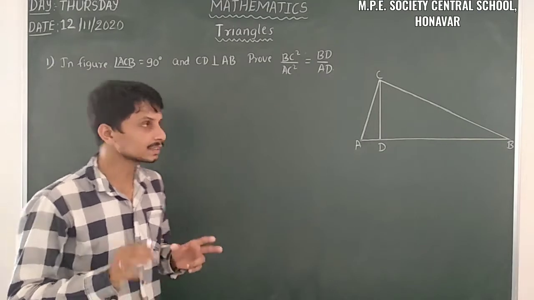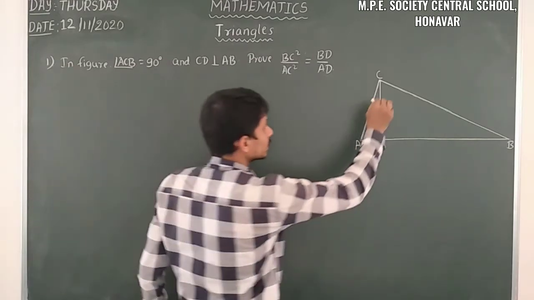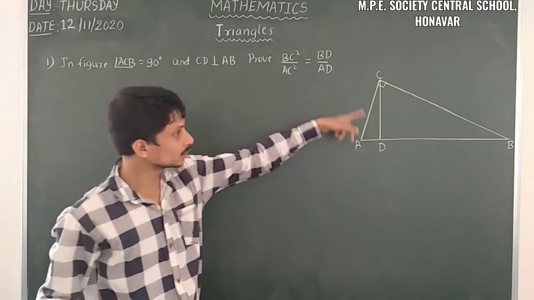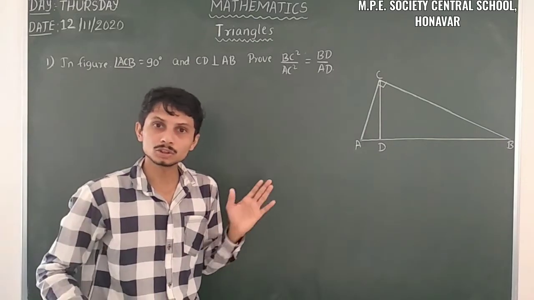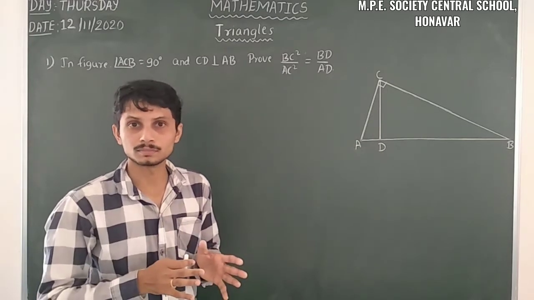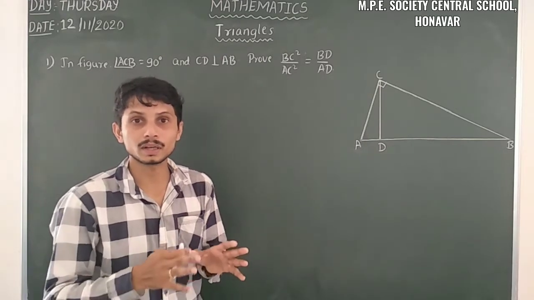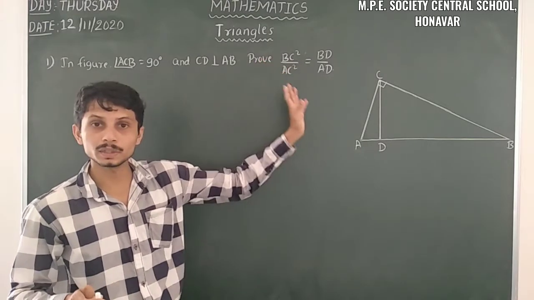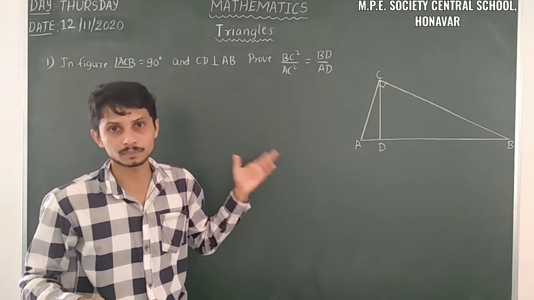The first problem tells us that in the figure angle ACB is equal to 90 degrees, and CD is perpendicular to AB. CD is drawn perpendicular to AB. Prove that BC square by AC square is equal to BD by AD. It is quite similar to the Pythagoras theorem. There are many problems based on the Pythagoras theorem only that we are deriving. Here we have to prove that BC square by AC square is equal to BD by AD. Likewise we proved in the Pythagoras theorem, here also we have to do the same thing.